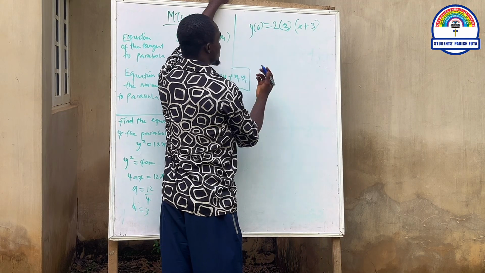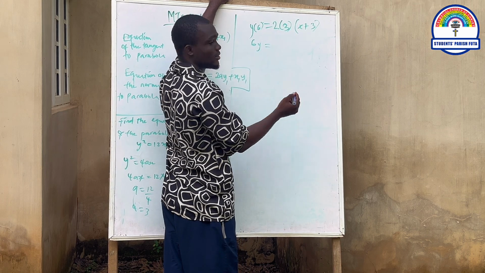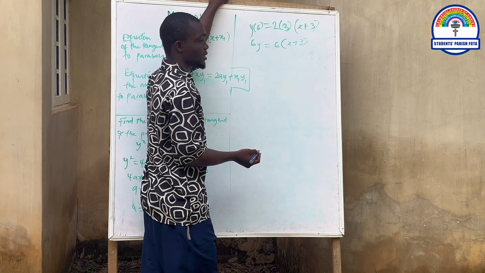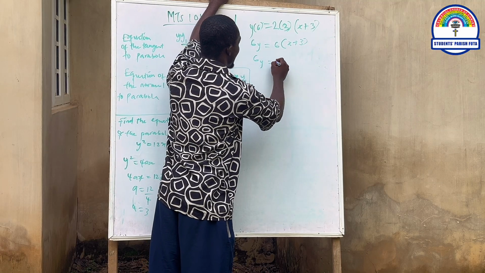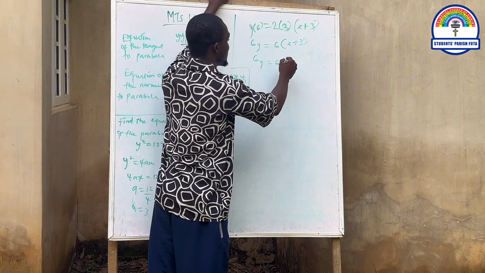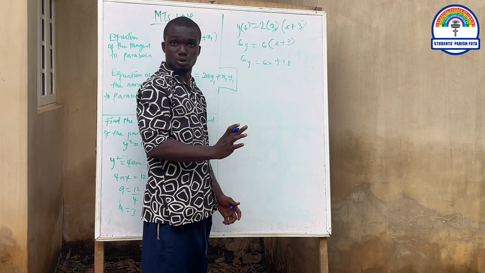So now 6 times y, that's 6y, is equal to 2 times 3, which is 6, that's 6 open bracket x plus 3. All right, so we have 6y is equal to 6x, open this bracket, 6x, what's 6 times 3? That's 18, plus 18. So if you see this one in your option, you are good to go.